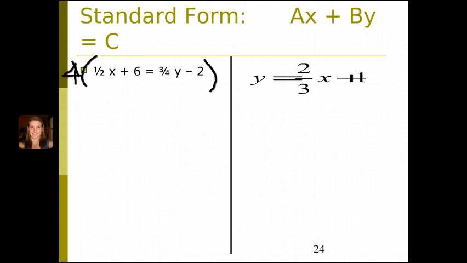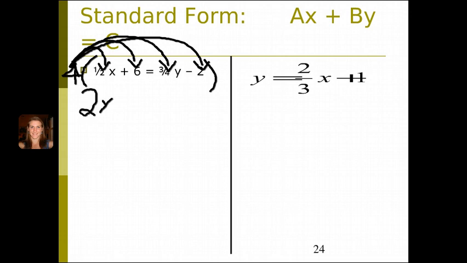So we're going to multiply everything in the problem by 4. We're going to go 4 times 1/2 x, 4 times 6, 4 times 3/4 y, and 4 times negative 2. So 4 times 1/2 is 2x, plus 4 times 6 is 24. And this equals 4 times 3/4 y is 3y. And 4 times negative 2 is minus 8.